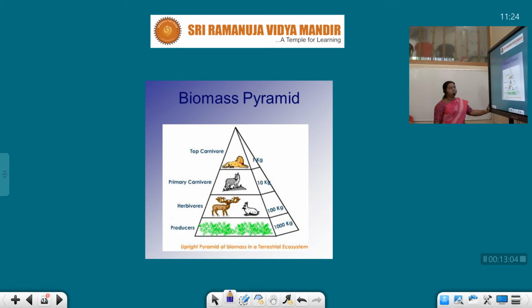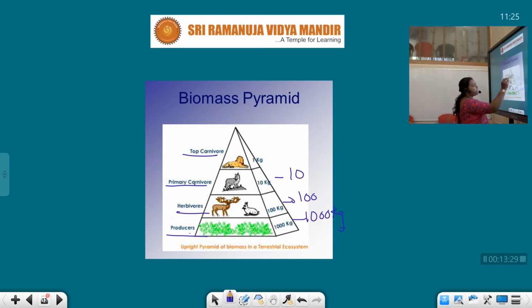Biomass pyramid. Here, see students, producers, herbivores, primary carnivores and top carnivores. Primary producers, primary carnivores, secondary carnivores, and the next level is tertiary carnivores. For example, producers have 100,000 kg. To the next level it becomes 100, to the next level it becomes 10, and at the top level it becomes 1 kg. You just see the differences of mass, students.